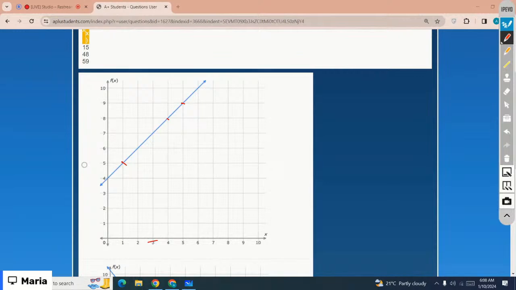The correct option is option number 1, right? You just have to see if you have the same points on the graph, then that would be the correct option. So the correct option is option number 1.